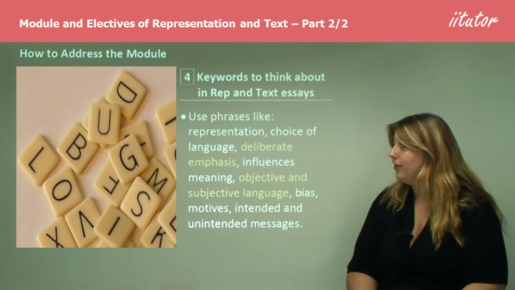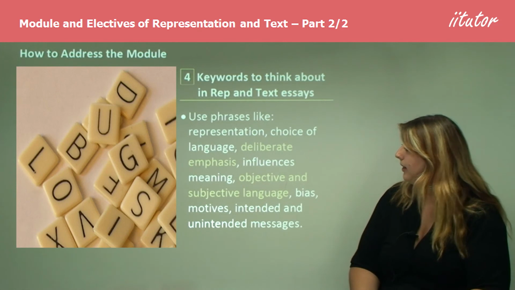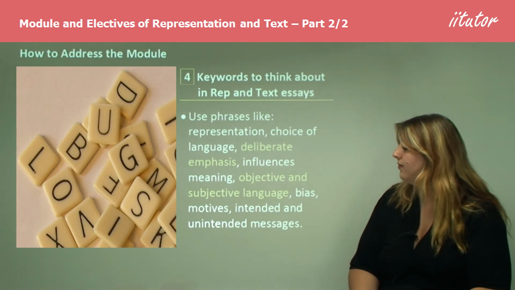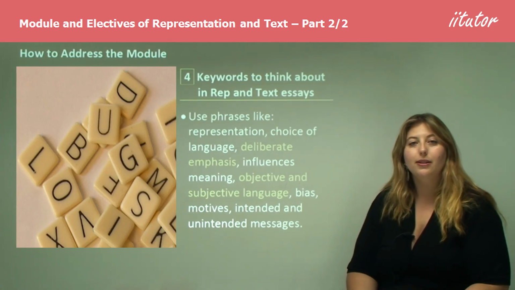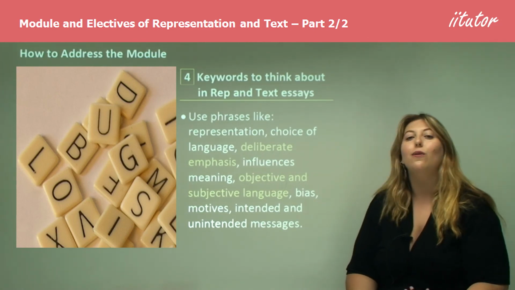Phrases like representation, choice of language, deliberate emphasis, influences meaning, objective and subjective language, bias, motives, intended and unintended messages. All of these things are the kinds of phrases you should be using to deconstruct the way you've looked at the text and how you feel about it now.